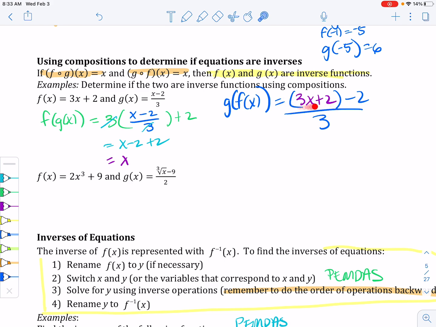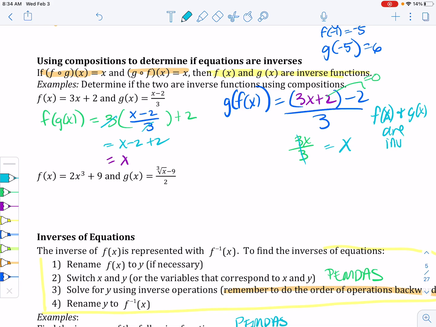There's nothing else I can do in parentheses, so these are like terms, so those go to 0. So that gives us 3x over 3, but the 3's can reduce, and that just gives us x. So that means that f of x and g of x are inverses. Because g of f of x is x, and f of g of x is x.